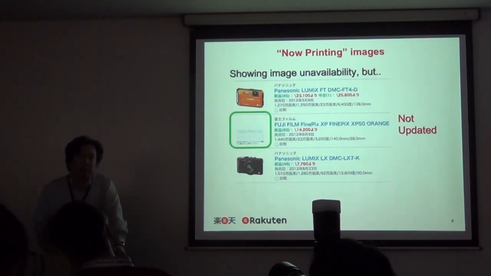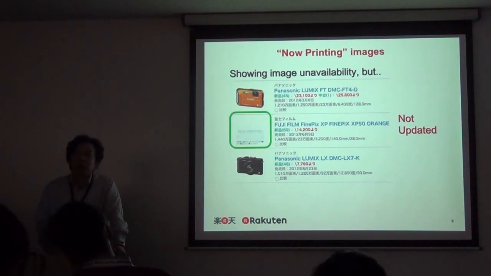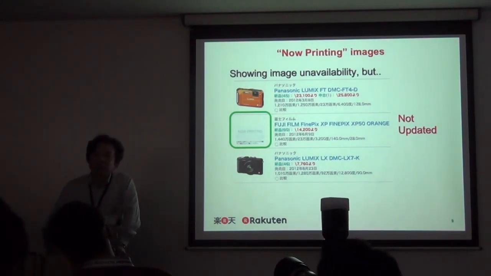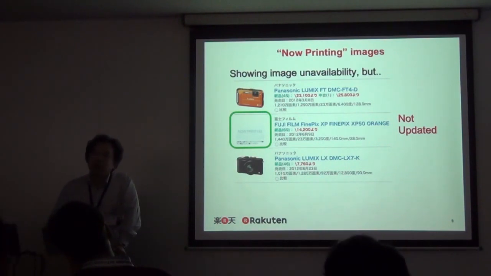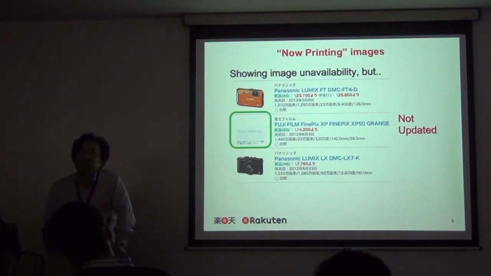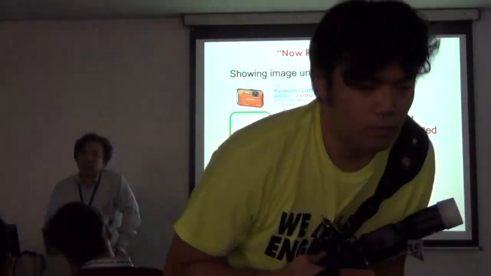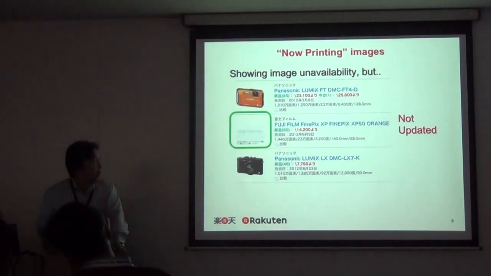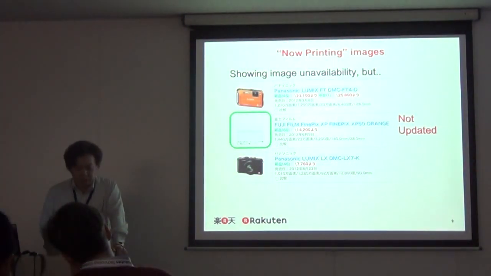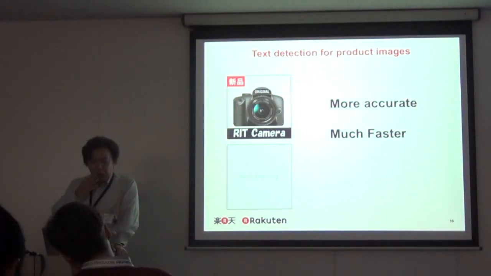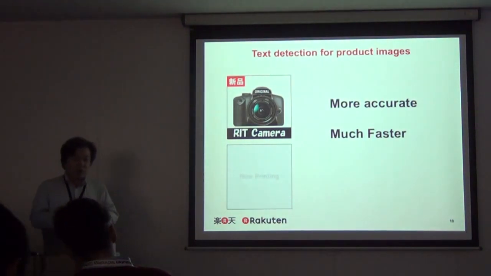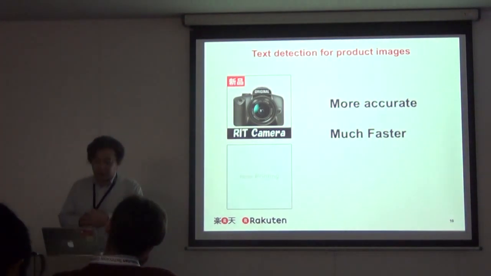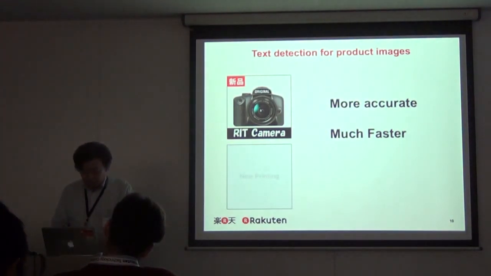Then the problem is that those images are not always given by Rakuten. Since we have an e-marketplace model, those images could be provided by our merchants. So it could be arbitrary. We don't know what type of images they're going to use beforehand. So it's kind of difficult to detect. In summary, text detection for product images needs to be more accurate than before. Then, of course, it needs to be processed much faster.